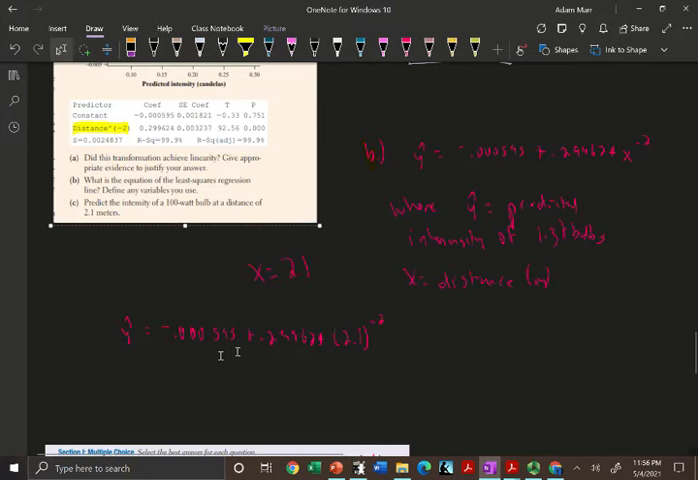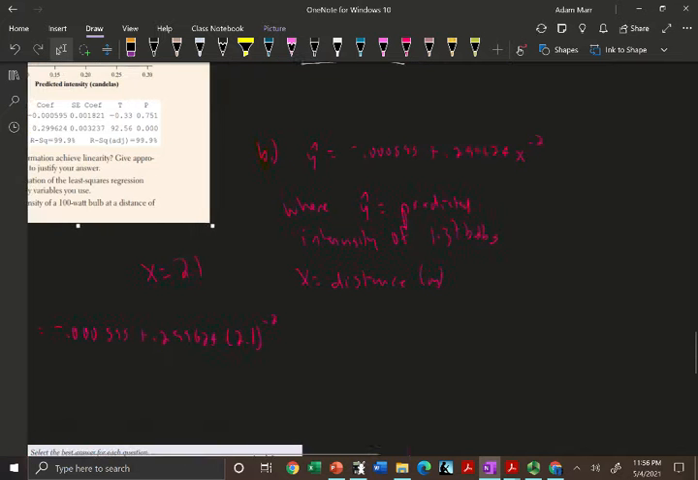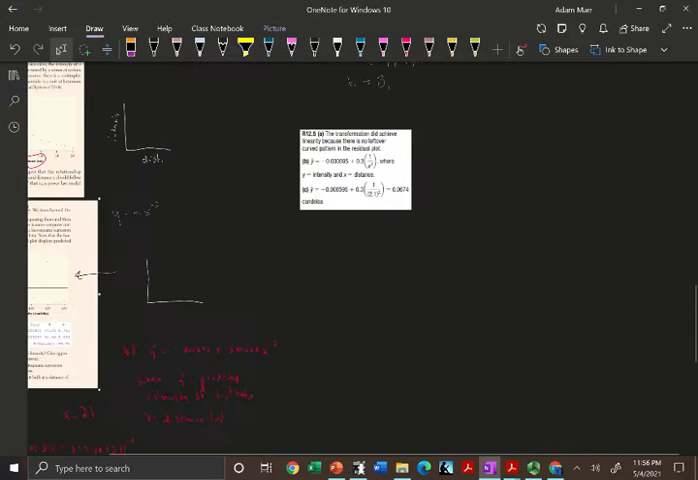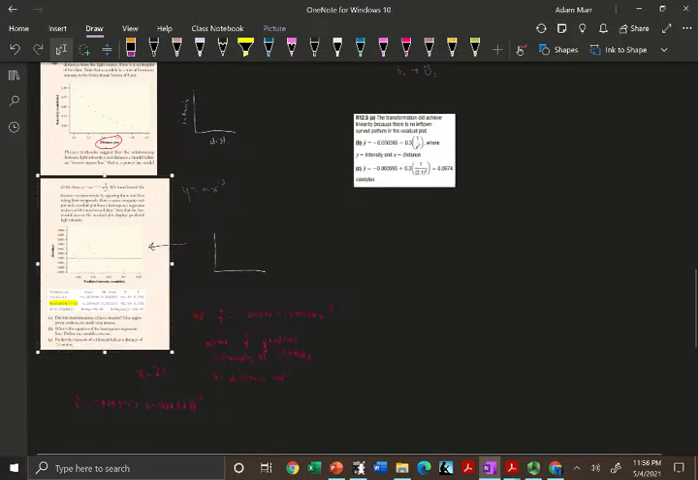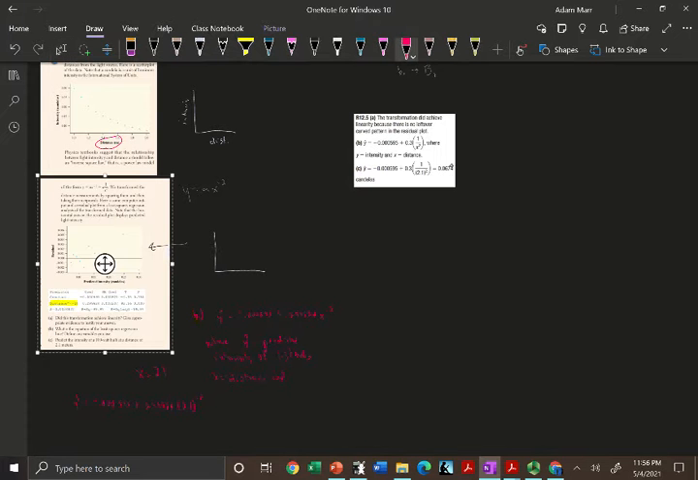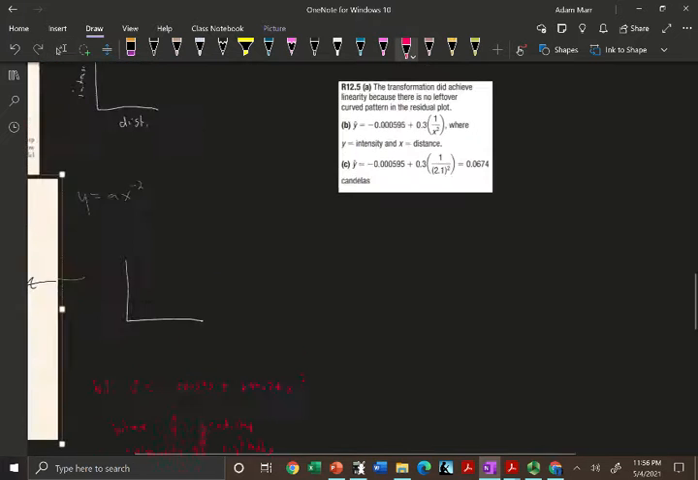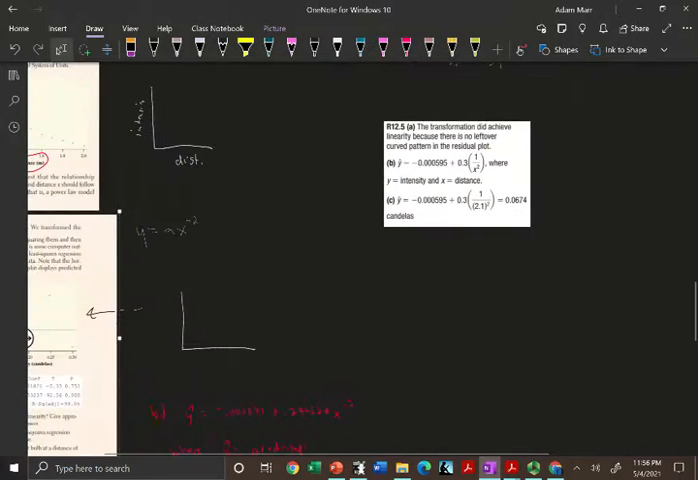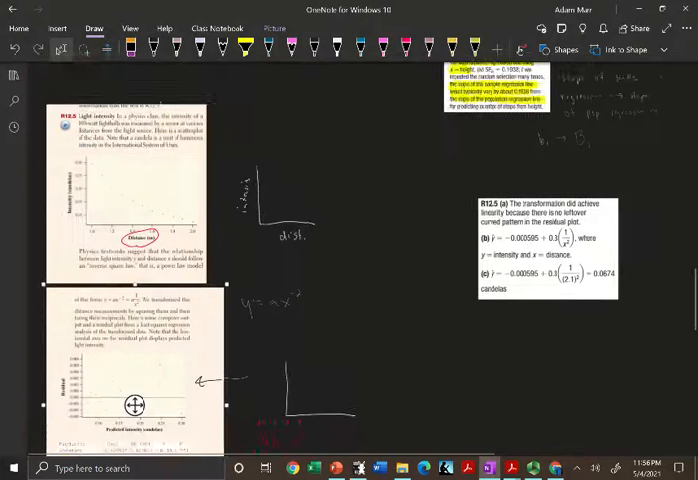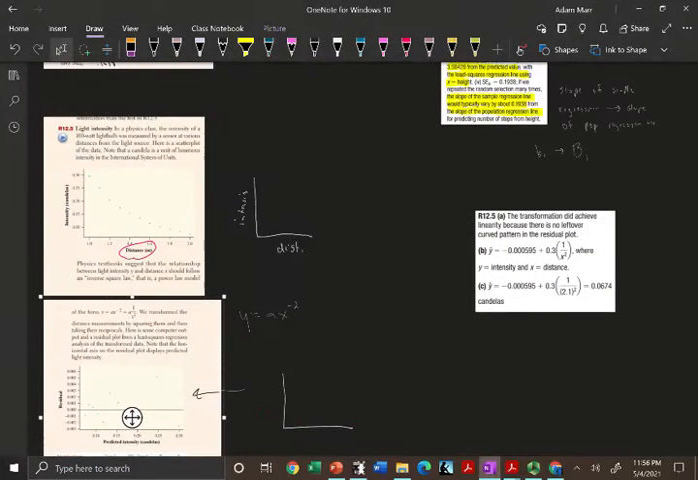All right, in the calculator, you can just put this all in, and we end up getting what right here? They rounded that to 0.3, so if you want to do that, that's fine. And you get 0.0674. All right, so 0.0674, and we're talking about candelas, which is the unit of intensity.